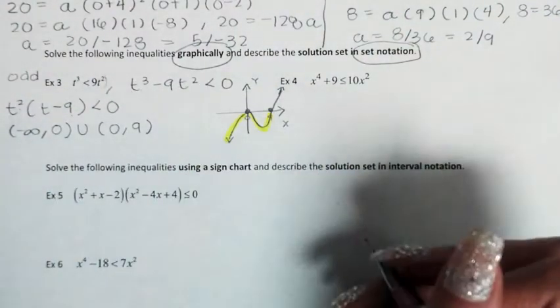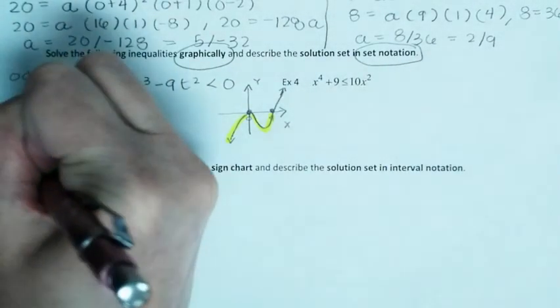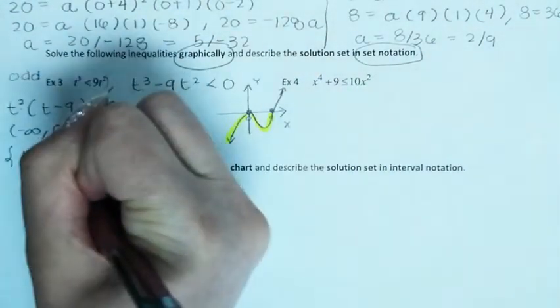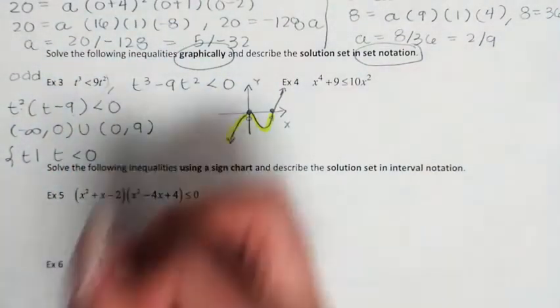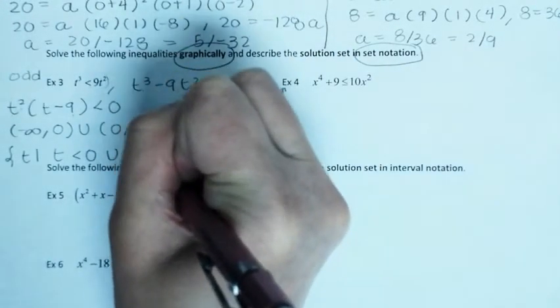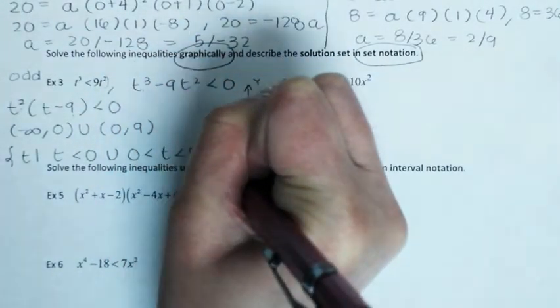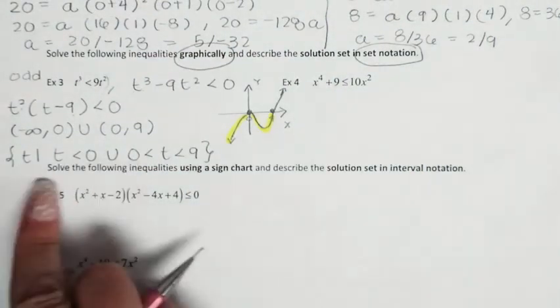Now, if you want it in set notation, what you have here is going to be t such that t is strictly less than 0, union, and you know that t is going to be in between 0 and 9 without including the extremes, and that's going to be your solution in set notation.